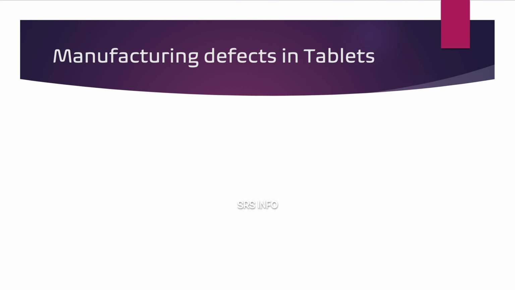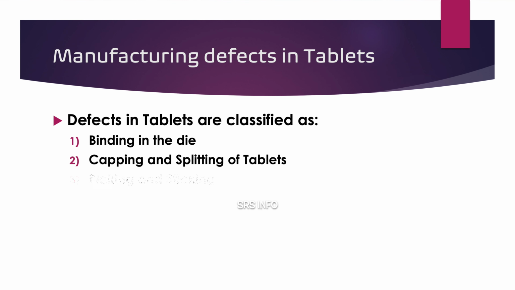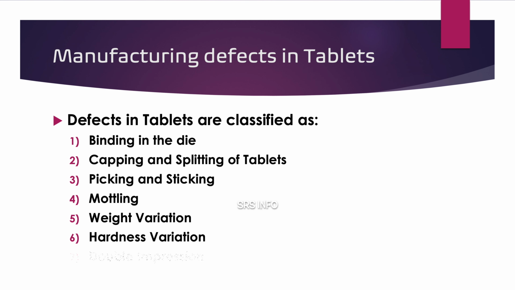Today we will continue with the topic pharmaceutical dosage form and new drug delivery system. In the last class we discussed the classification of the defects in tablets, and we completed the first two types of defects. Today we will complete the rest of the types of defects: picking, sticking, mottling, weight variation, hardness variation, and double impression.